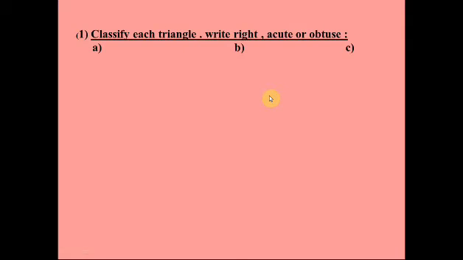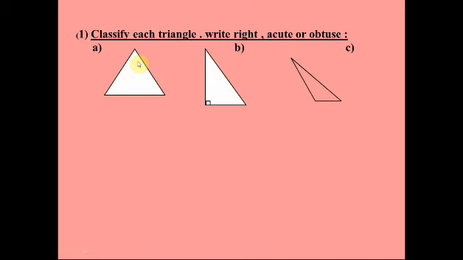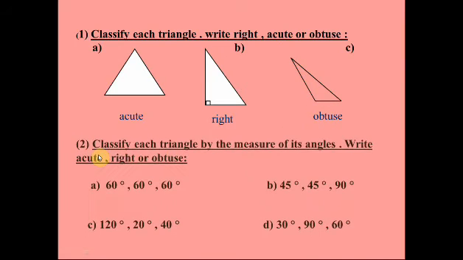Now, exercise about classifying triangles according to the measure of their angles. Classify each triangle and write acute or obtuse. The first triangle has 3 acute angles. For that, it will be acute triangle. And the second has 1 right angle. It will be right triangle. The third has 1 obtuse angle. It will be obtuse triangle.